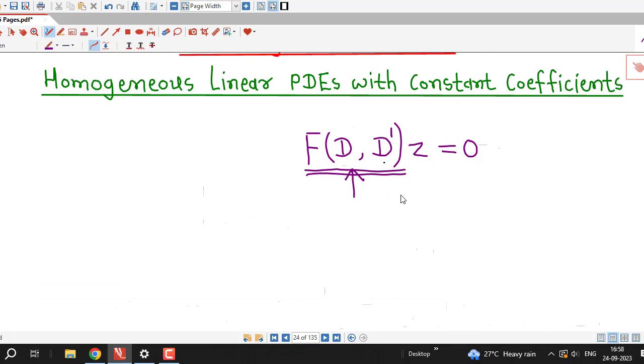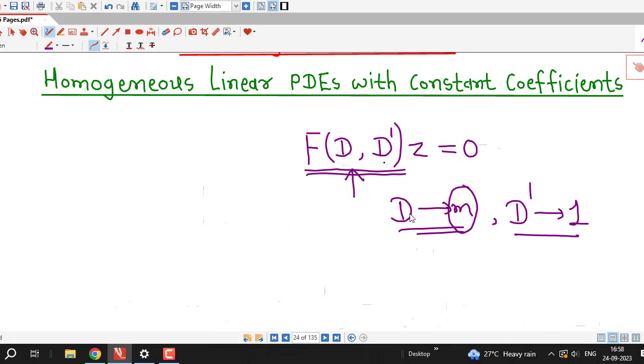And as we have discussed, first we write the auxiliary equation by replacing capital D by small m, capital D dash by 1 and equating to 0, and then after solving the auxiliary equation, depending upon the roots of the auxiliary equation, we write the formula for the general solution.